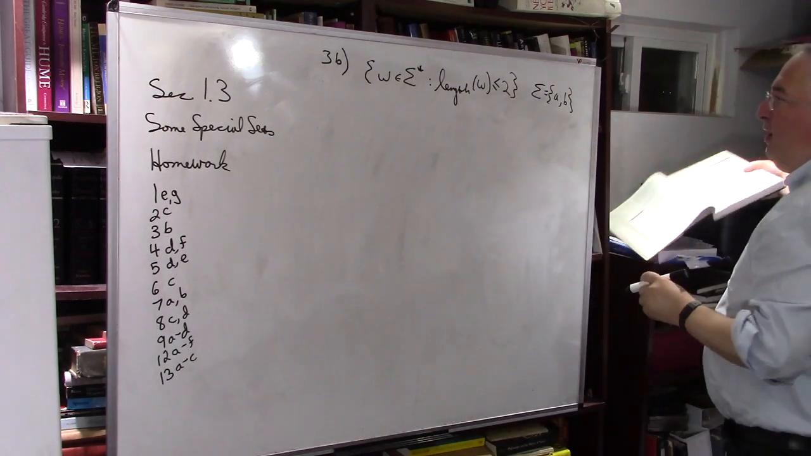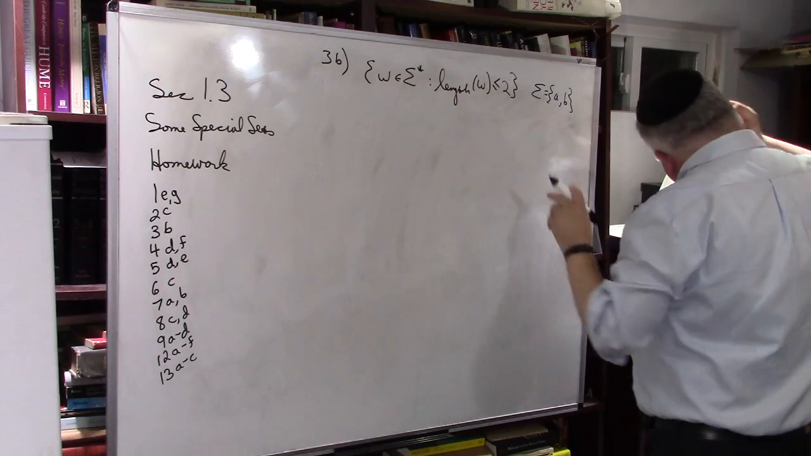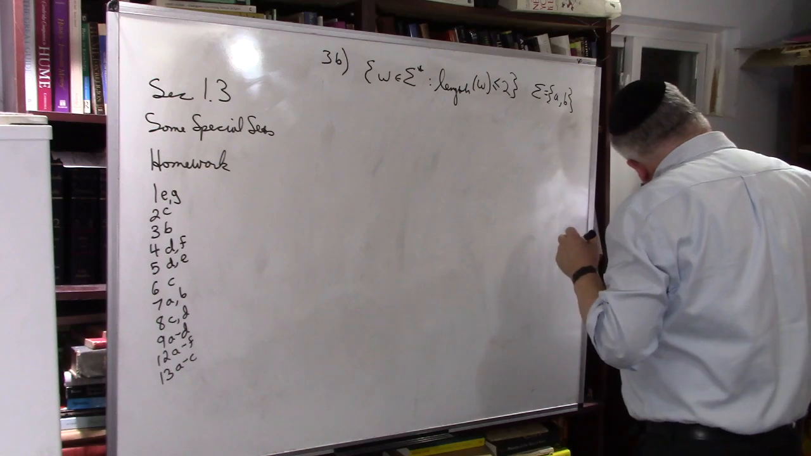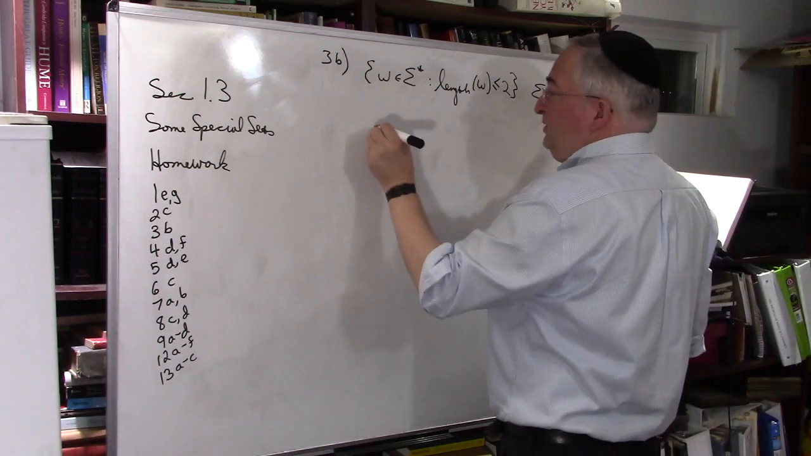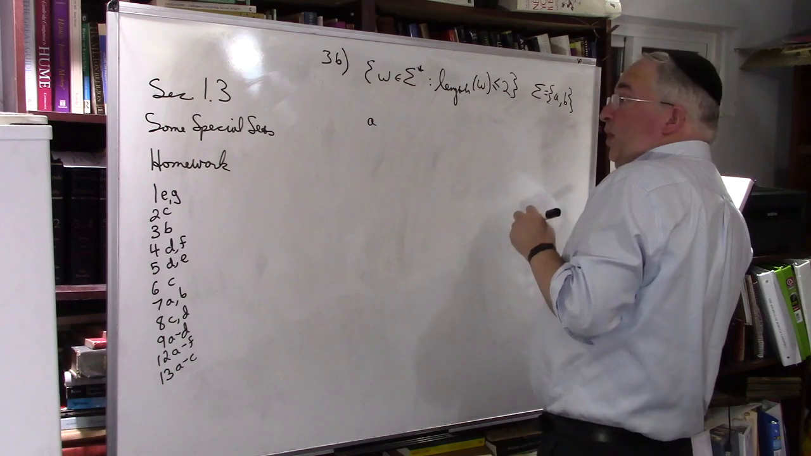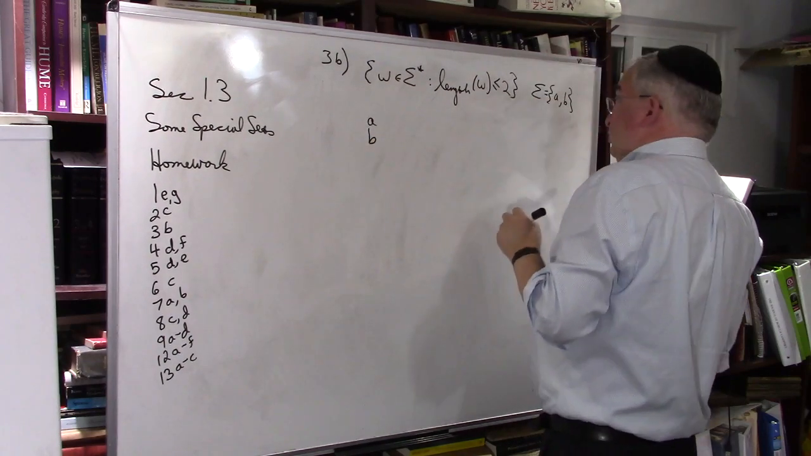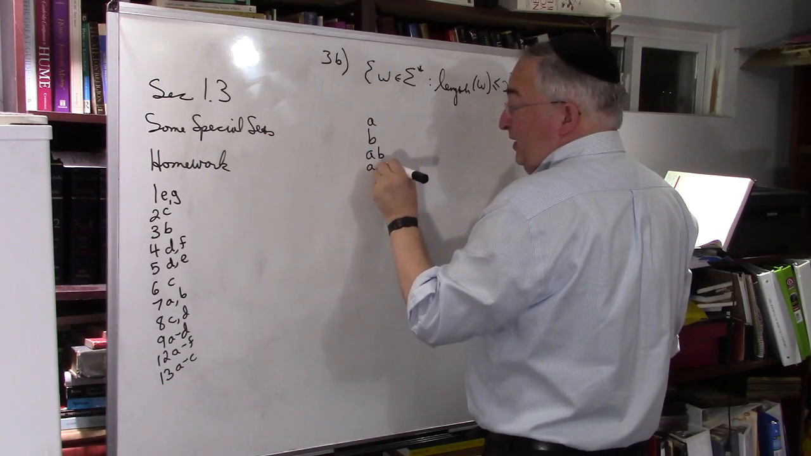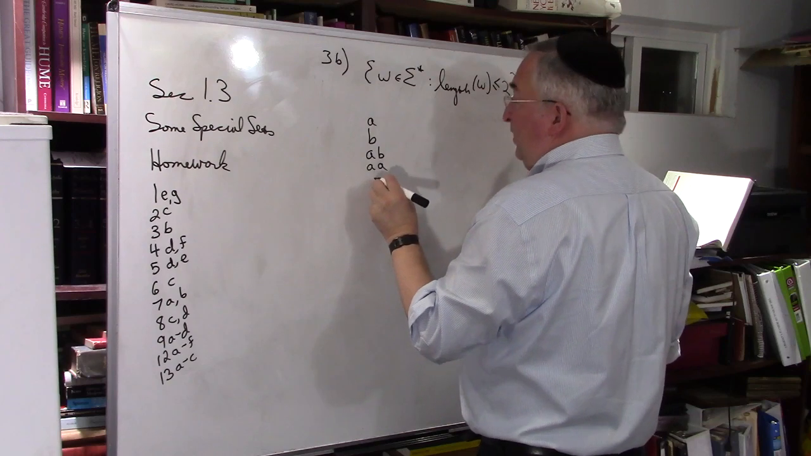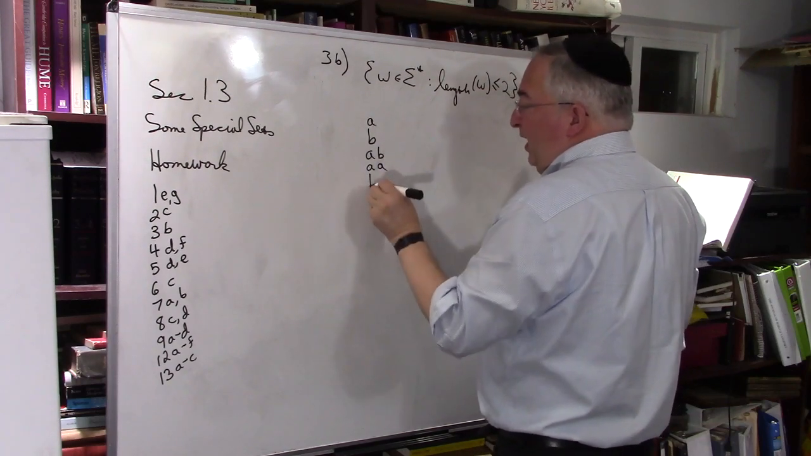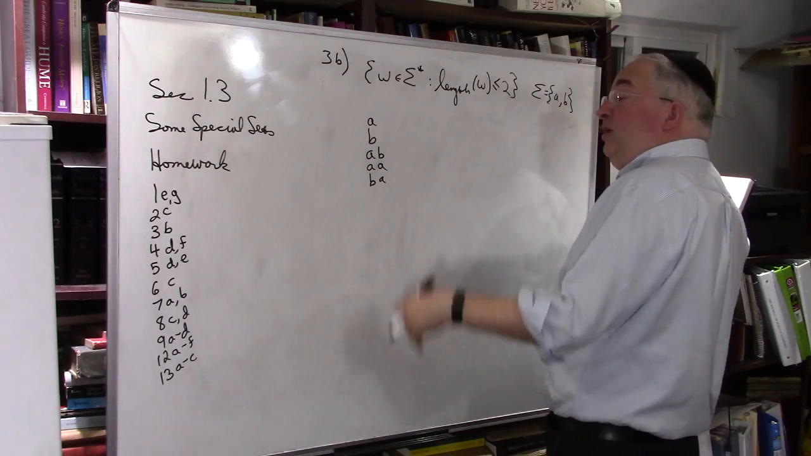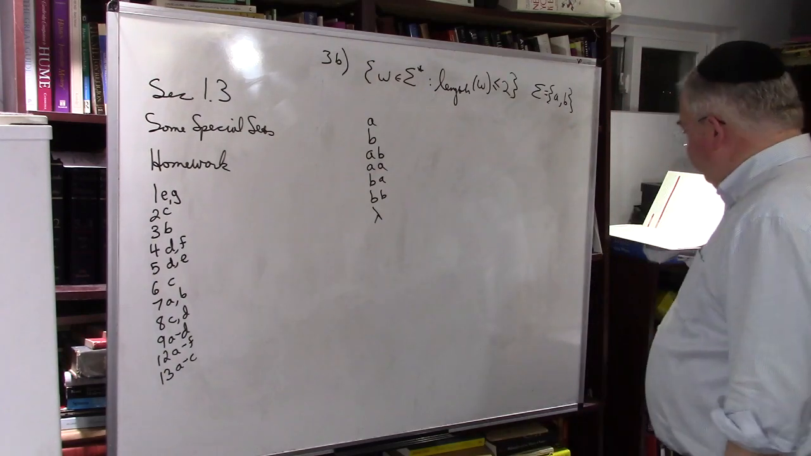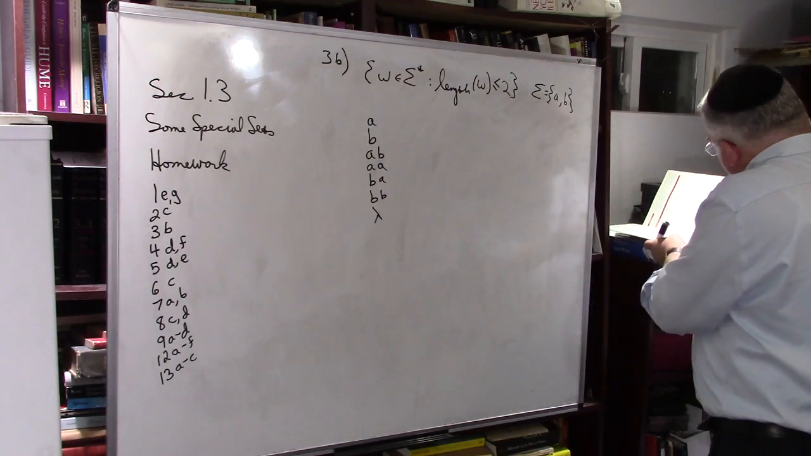So you want words of length less than or equal to 2 over A and B. List 5 elements. So how about this? A is a word of length 1. B is a word of length 1. AB is a word of length 2. AA is a word of length 2, and BA is a word of length 2. Of course, you could write BB, and by the way, the empty word is there too. So that's the answer to that.